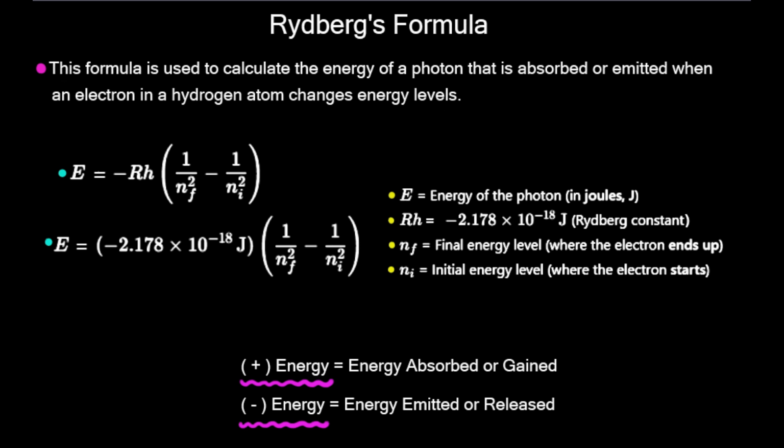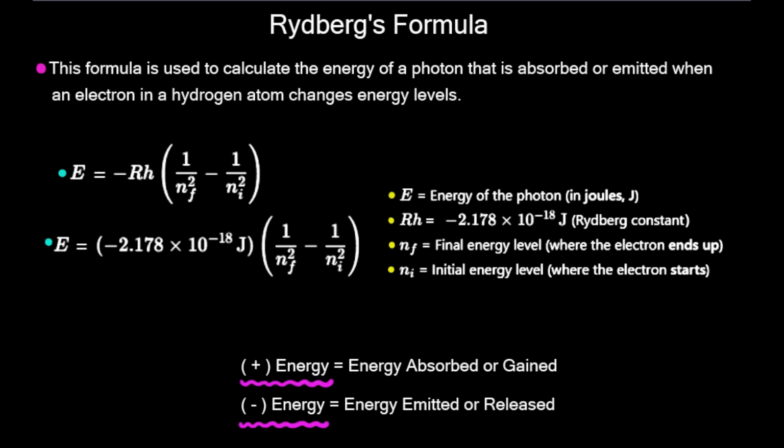The equation is E equals negative R bar H times the quantity of 1 over n final squared minus 1 over n initial squared. E is the energy in units of joules. R bar H is the Rydberg constant for hydrogen, and it equals negative 2.178 times 10 to the minus 18 joules. The n value represents the electron's energy levels. N final is the final energy level the electron ends in, and n initial is the initial energy level the electron starts in.